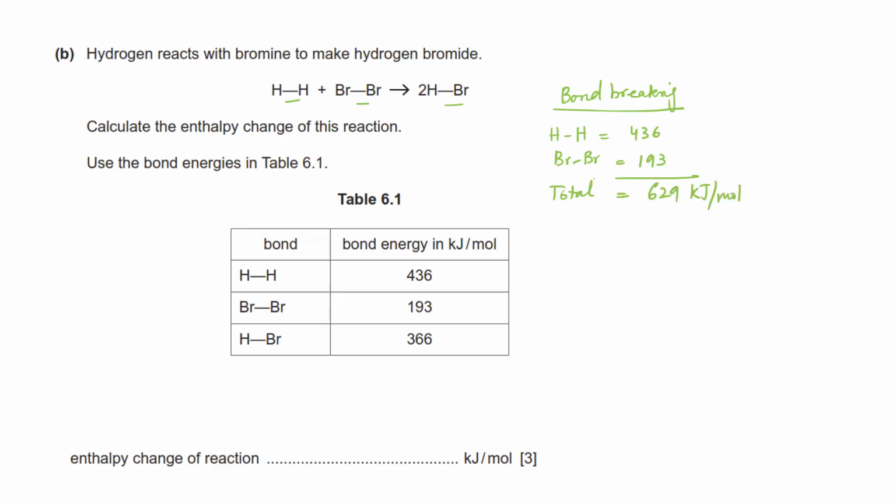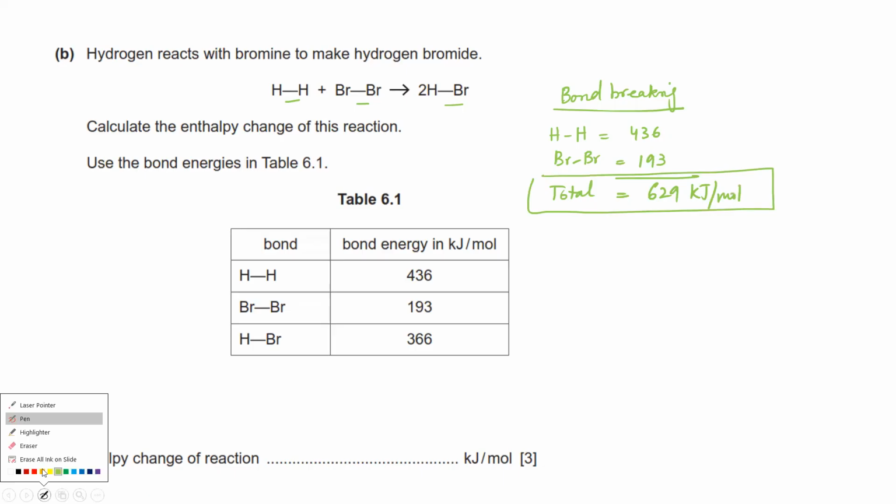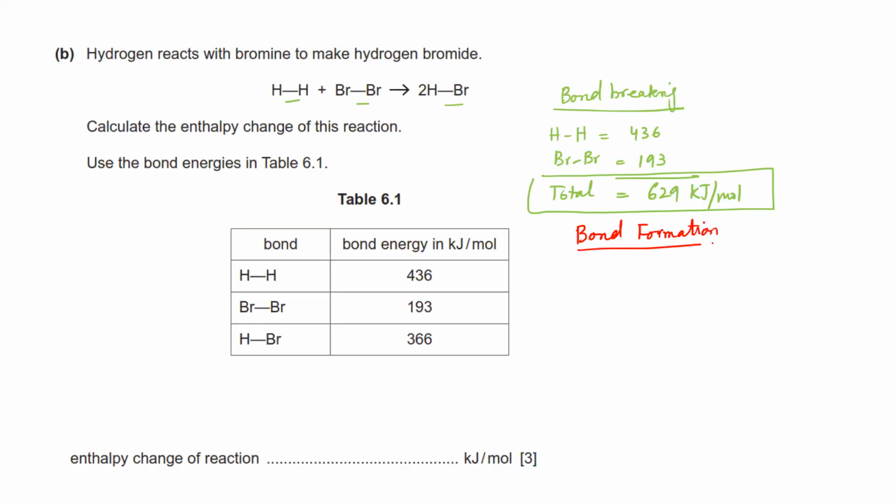Okay, this is the total energy. Then for bond formation, how much is the new energy in the bonds that are formed? The new energy is hydrogen bromide. That energy is 366, and there are two bonds. So two of these are formed, so multiplied by two. The total energy is 732 kilojoules per mole.